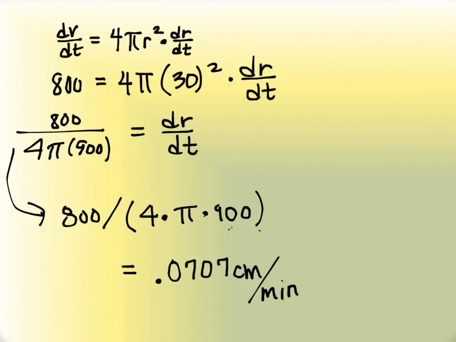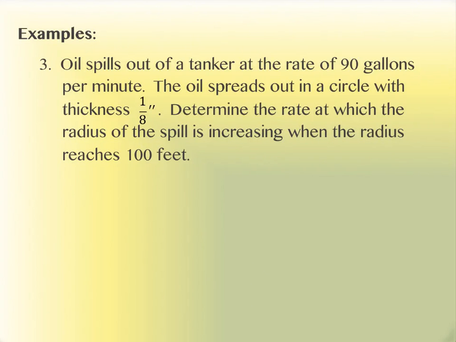All right, great. We have one more example, and this example does a couple of things for us that the other ones haven't, which is why I wanted to bring it in. We're just going to read through it at face value first, and I want you to be aware of something happening. Oil spills out of a tanker at a rate of 90 gallons per minute. The oil spreads out in a circle with thickness 1/8 inch. Determine the rate at which the radius of the spill is increasing when the radius reaches 100 feet.